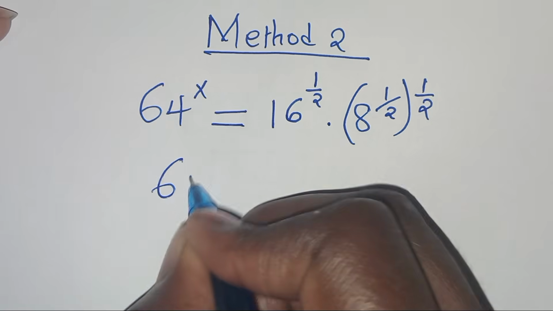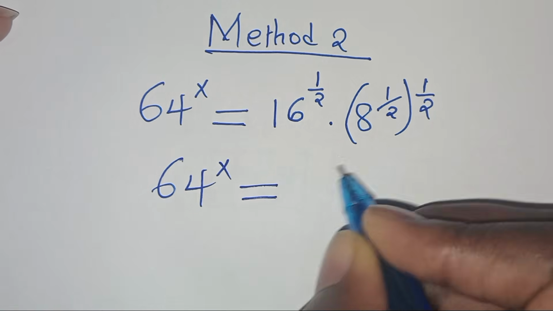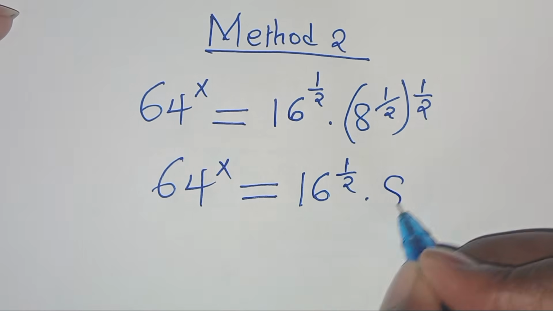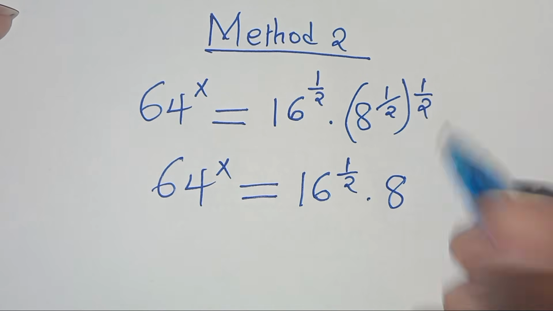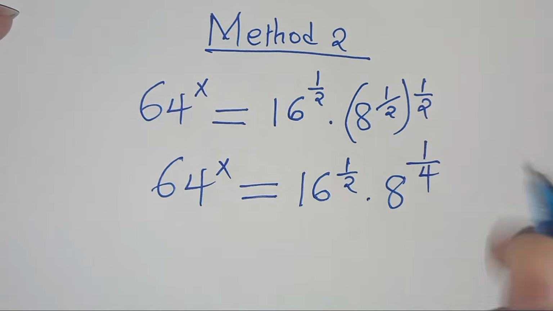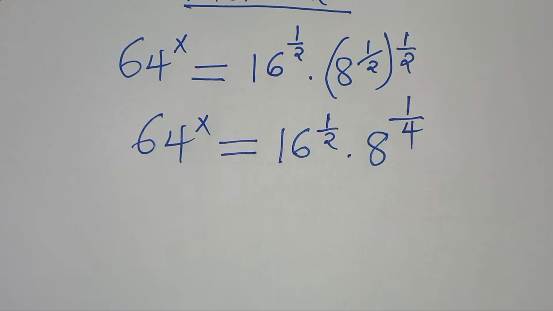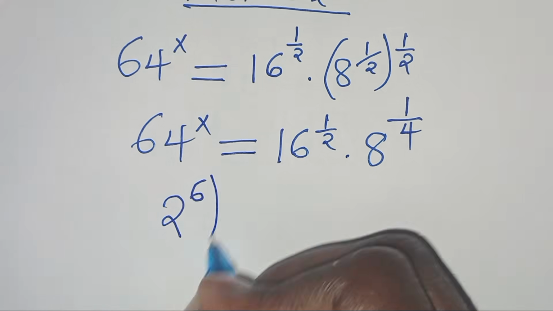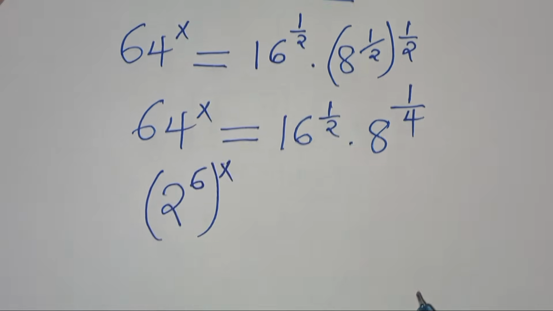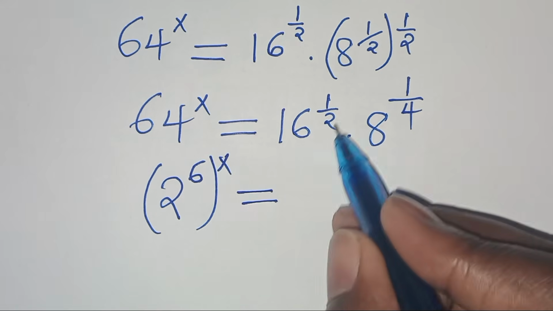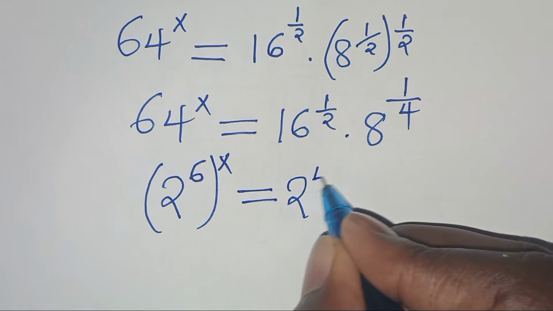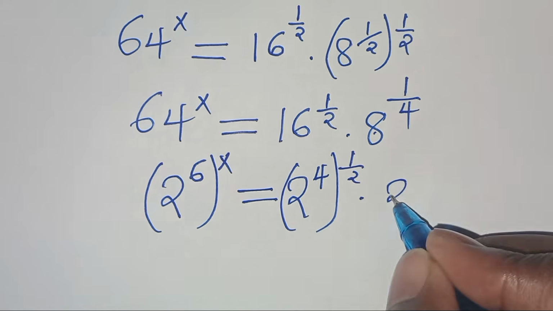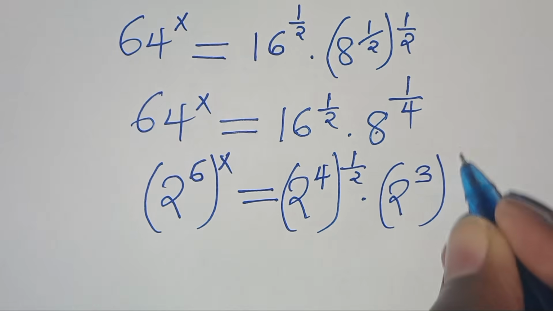Now here we have 64 raised to the power of x equal to 16 raised to the power of a half, times 8 raised to the power of a half times a half, which is 1/4. Now we can express 64 as 2 to the power of 6, then raised to the power of x. This is equal to 16 to the power of a half, which is 2 to the power of 4 raised to the power of a half, times 8, which is 2 to the power of 3, raised to the power of 1/4.